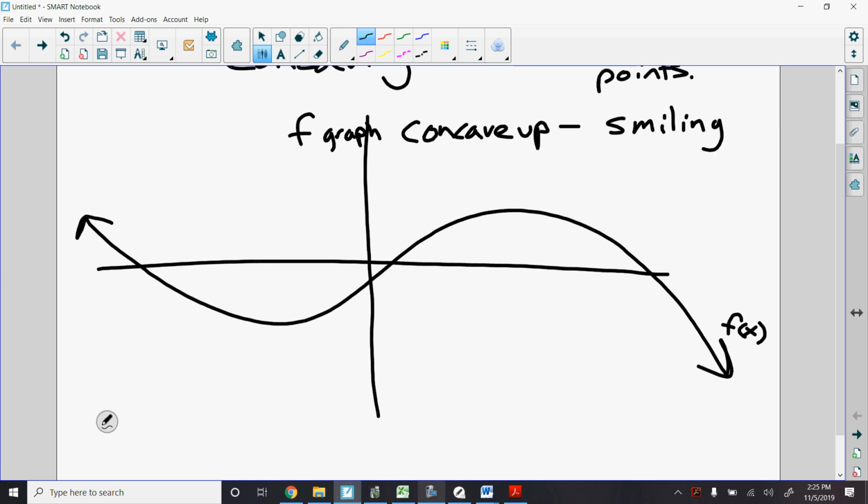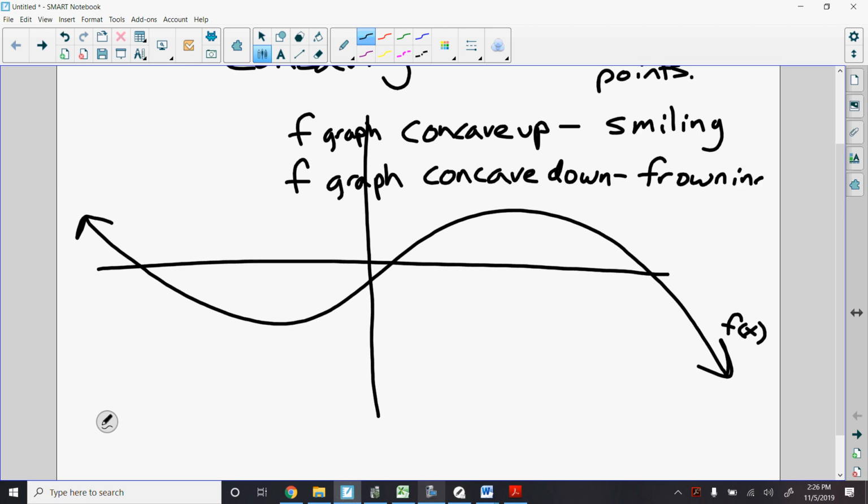A graph is concave up if its curve is such that it looks like it's smiling. Another way is if it's a cup, it would hold water. Okay? If an F graph is concave down, then it looks like the opposite, like it's frowning. So when we take a look at this F graph, we can see part of this graph looks like a smile and part of this graph looks like a frown.